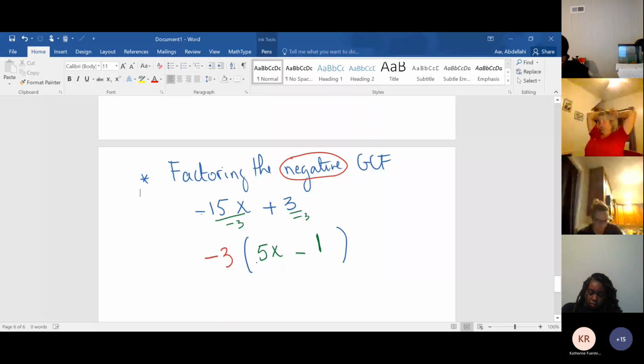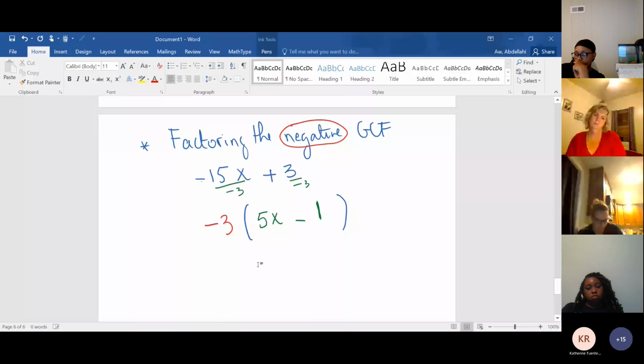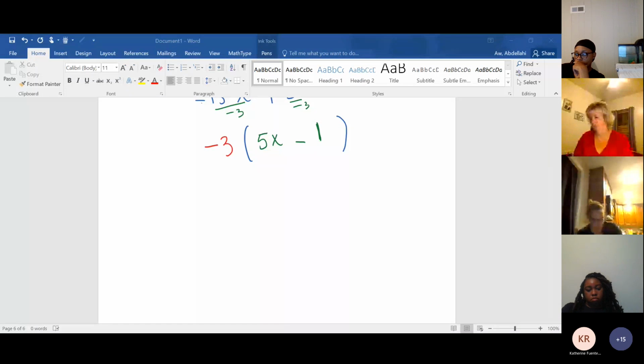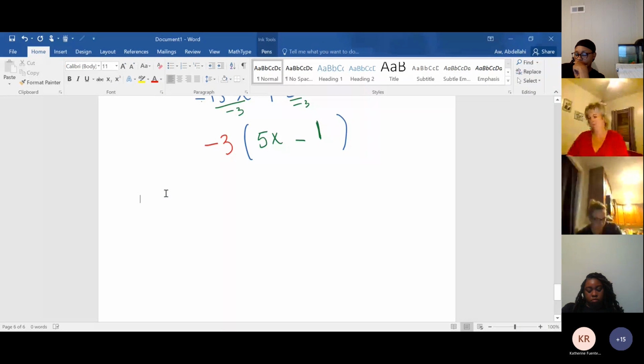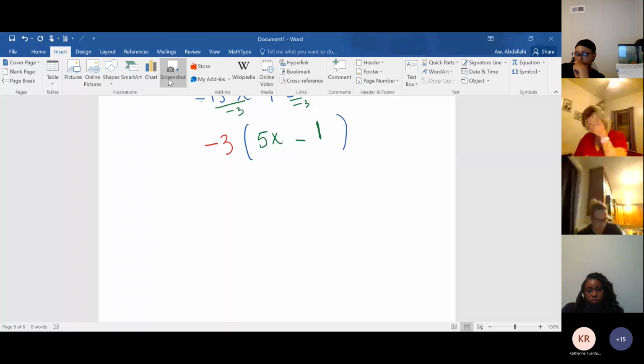You see, the plus became a minus, the minus in front became a plus. That is the effect of factoring the negative GCF. When you factor the negative GCF up front, every single sign inside will change. What was positive will change to negative, what was negative will change to positive. Otherwise, it is absolutely the same process. So let's pick up an example from the review sheet that I have posted, okay?